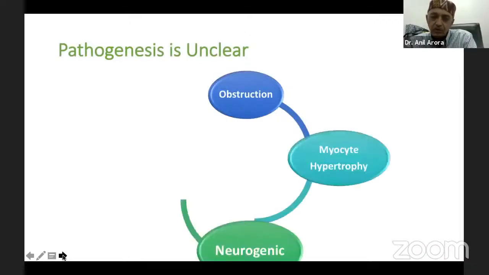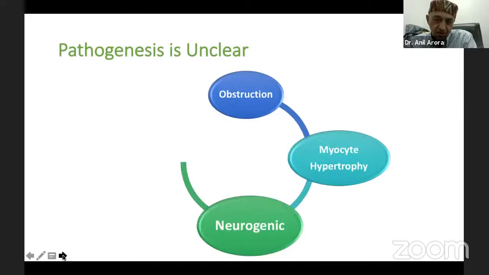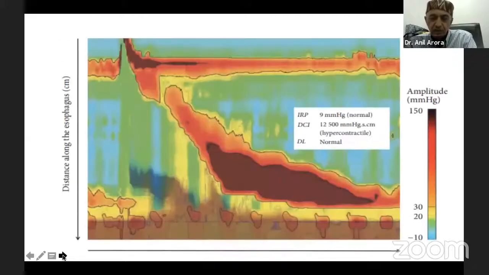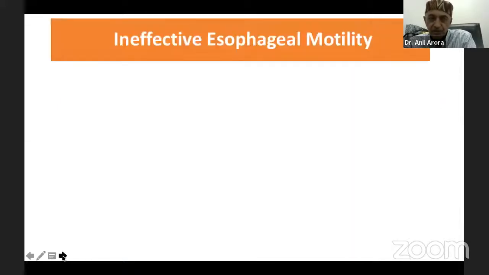There are various theories which have been propounded, like obstruction at the LES, myocyte hypertrophy, or neurogenic problems occurring within the myenteric plexus in the form of increased histamine and tryptase, or there may be eosinophilic infiltration which stimulates repeatedly the acetylcholine producing neurons, resulting in jackhammer esophagus, in which again classically you will have a normal IRP but grossly exaggerated esophageal contraction producing pain and dysphagia.